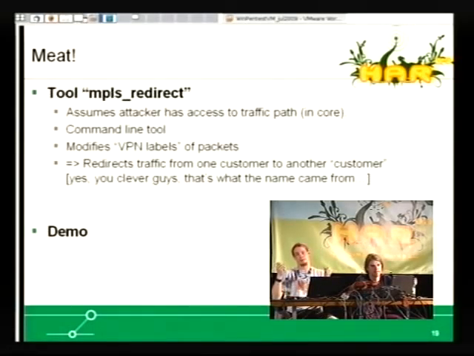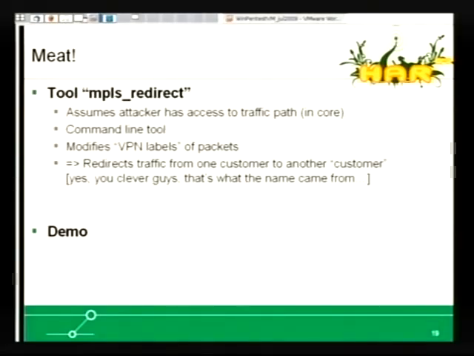For a long time, all these attacks were only theoretical. Now we invented a tool. It's called MPLS Redirect. It's just a proof of concept for attacks on MPLS. It assumes that the attacker is inside the trusted core. So again, we don't talk about how to get into the core. We talk about what to do once you are in the core. It's a short command line tool, and it modifies the VPN labels of your MPLS traffic. So it redirects traffic from one customer site to a different customer's site.